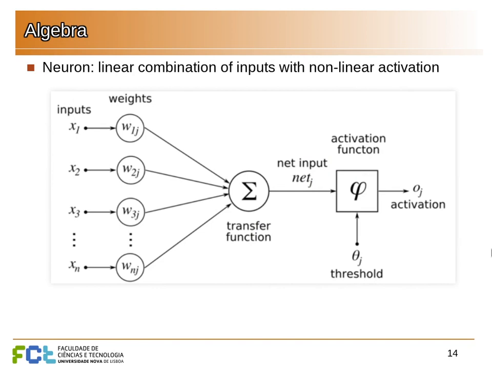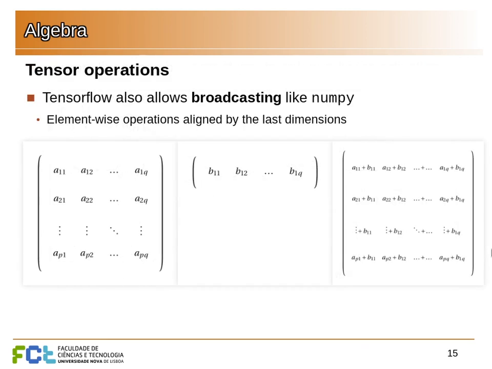Using this, we can easily model these kinds of operations of passing the inputs through the neuron. And in addition to this, besides having the general matrix multiplications of algebra, TensorFlow also allows broadcasting using the NumPy rules. I don't know if you talked about this last semester, but basically with the NumPy library, you can do operations between different dimensions of arrays as long as the last dimensions match.